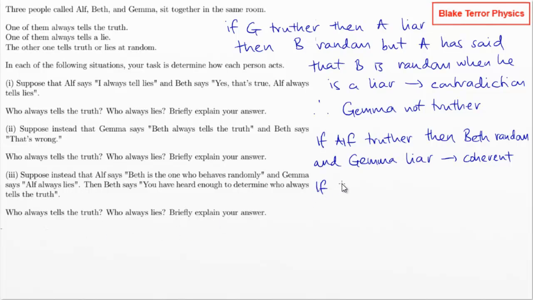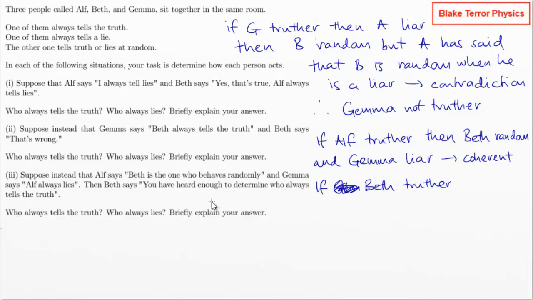So if Gemma, is it Gemma? Oh no, not Gemma. We've ruled out Gemma as being the truther. If Beth is the truther, then what does that mean? Well, Beth's statement isn't telling us that much. It's just telling us that we've got enough information. Yeah, may well be the case.